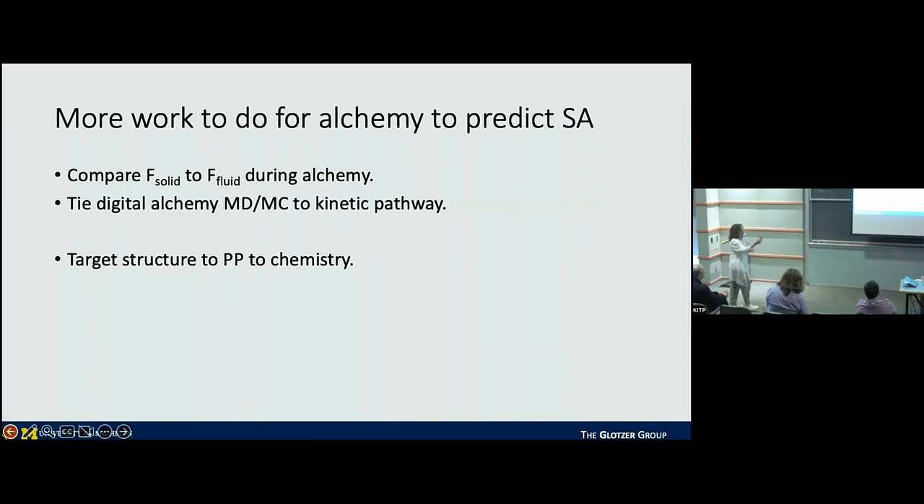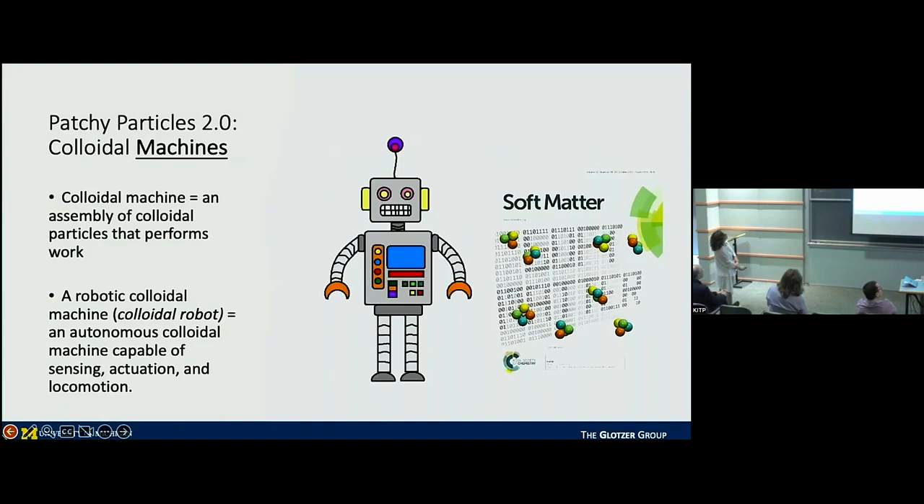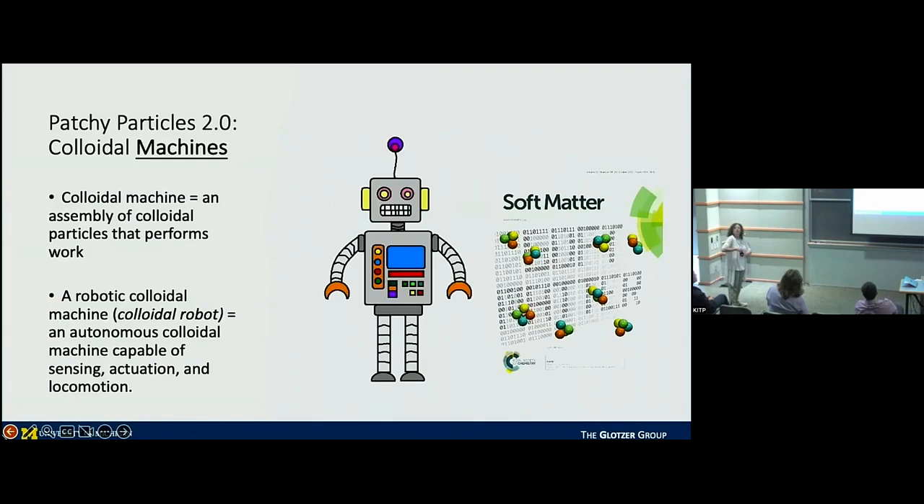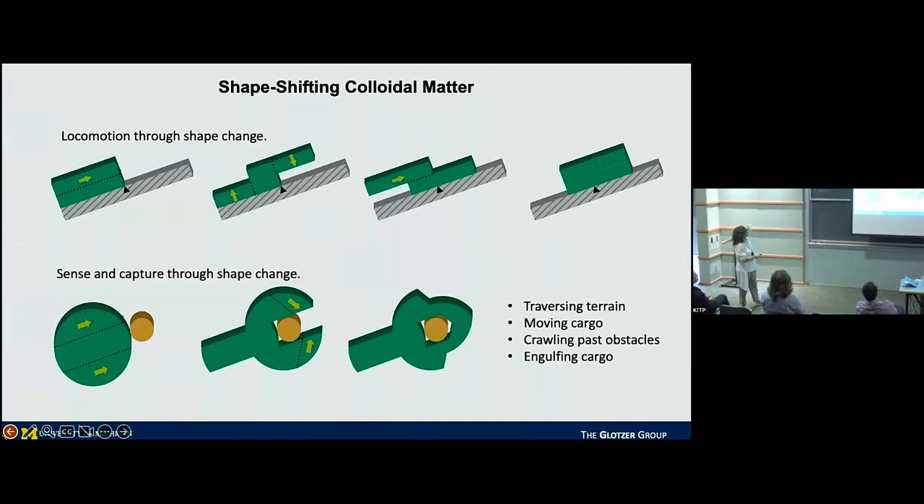So really quickly, I have maybe a minute or two to talk about these next generation particles. What we're thinking about is making colloidal machines, or even little colloidal robots that can squeak around and do something interesting. So imagine you had some block of stuff and you wanted it to move across the floor. You could shear it to get it to move, and then the other piece follows behind.